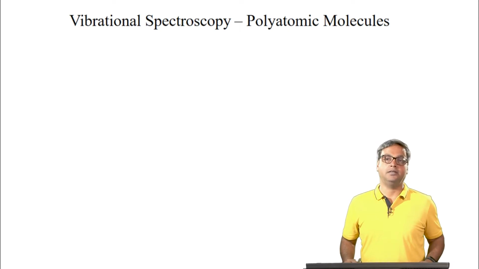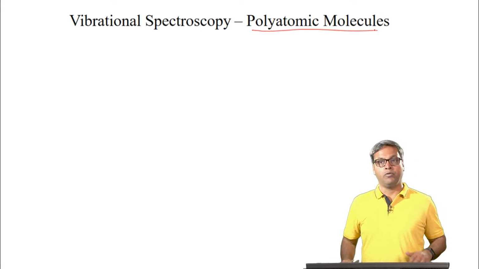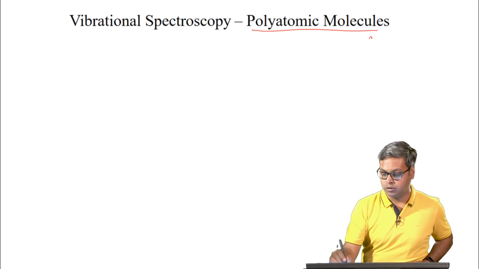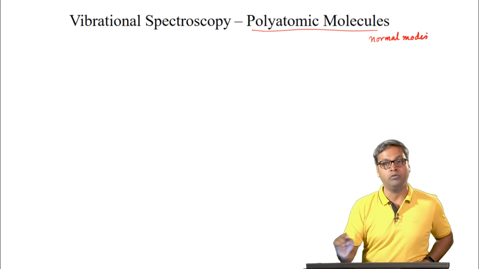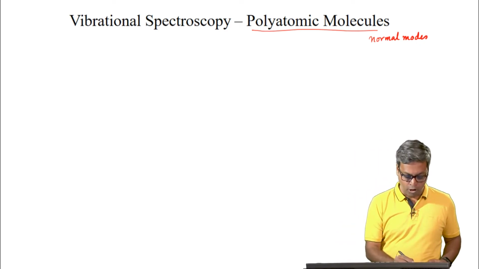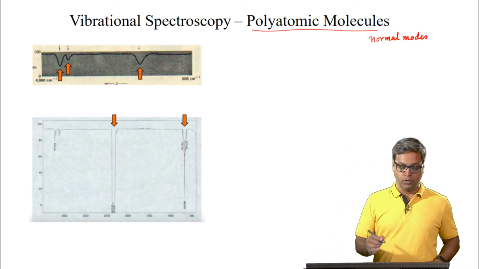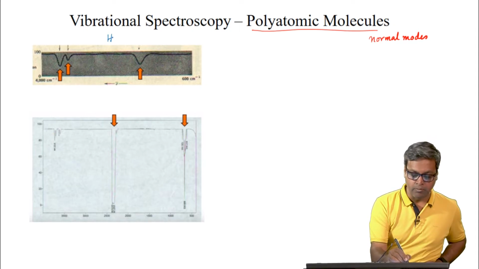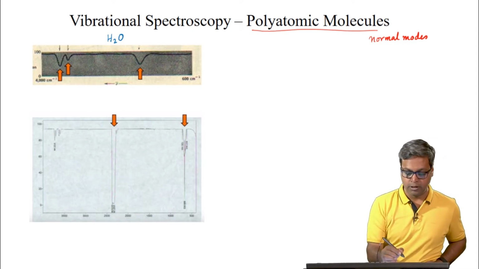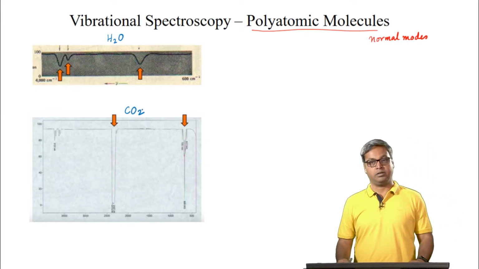In the last lecture, we started discussing polyatomic molecules. We discussed normal modes and looked into the spectrum of water and carbon dioxide. So, this is the IR spectrum of water and this is the IR spectrum of carbon dioxide.